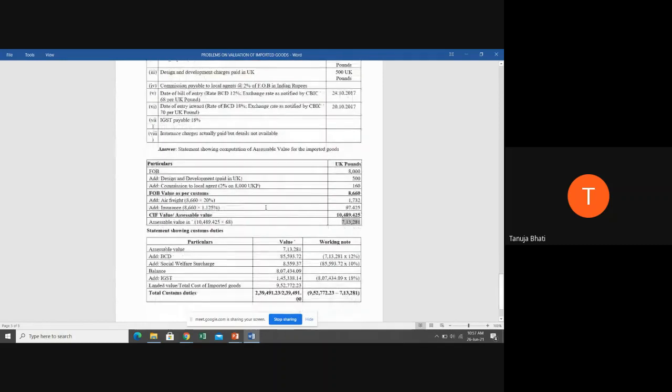Next step is calculating the duty payable. So assessable value is given as 7,13,281. To that we are going to add BCD. The rate of BCD we are going to take is 12%. Why? Whichever date is later. So BCD is always calculated on assessable value. Therefore, 7,13,281 into 12%, which we got as 85,593.